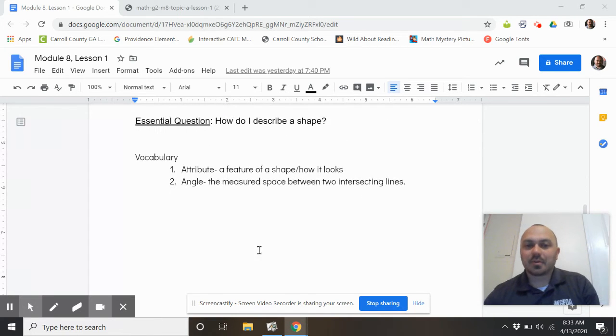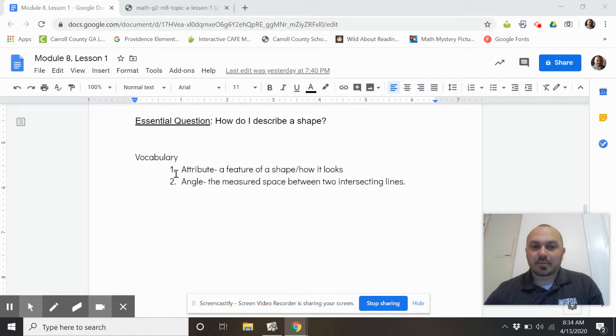Your new vocabulary today: the first one is attribute, a feature of a shape or how it looks. So let's look at Mr. Underwood. What are some attributes that he has right now? Stuff that he either is wearing or his eye color or hair color. So one attribute could be that I have very short hair. One attribute could be that I have blue eyes. One attribute could be that I have on a gray shirt. That is all features of how I look.